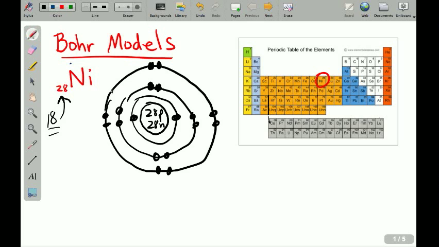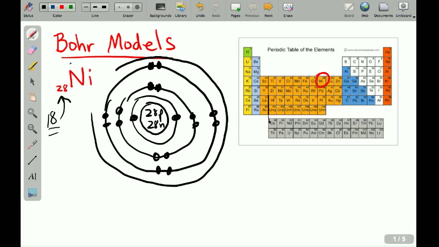I told you that this third ring holds 18, but it doesn't start filling up here. I can't start drawing electrons. What actually happens is the fourth ring comes into play. So the fourth ring comes like this. And the pattern of filling is sort of like this. The fourth one gets 2. 1, 2. Okay. The fourth one gets 2. And that gives you 20. We're up to 20, but we need 8 more. So now what happens is backfilling starts.